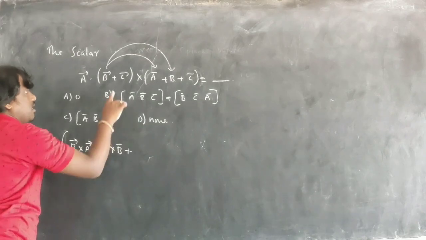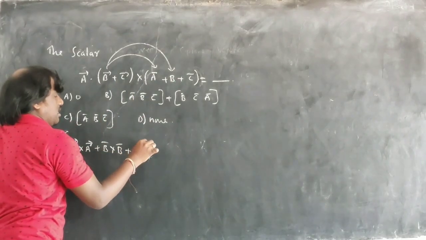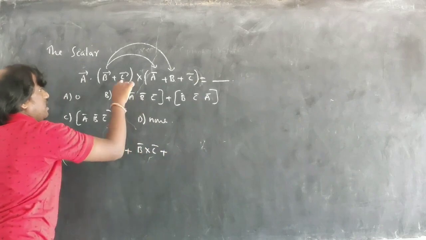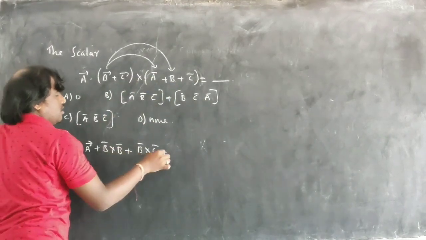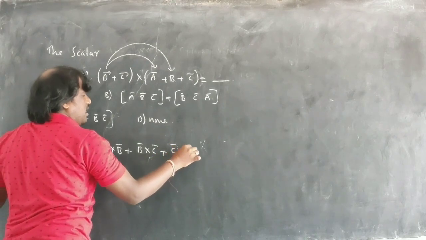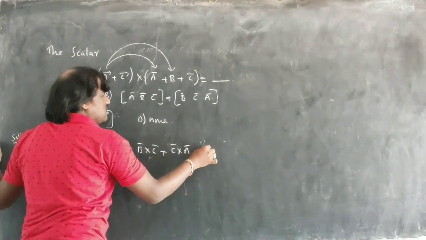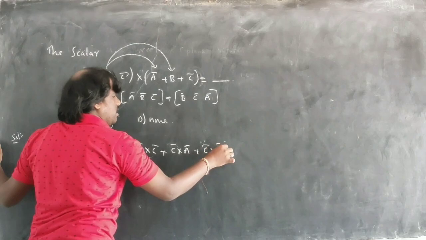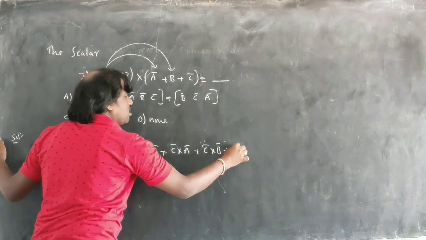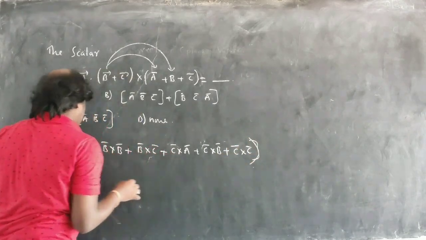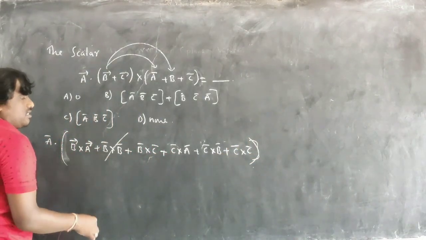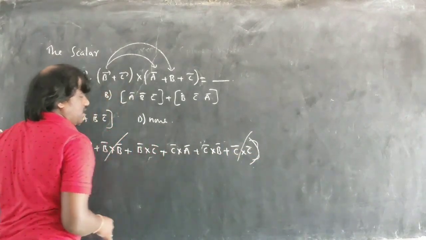Next what can I write here? B cross C I can write. Next, B with all three over, then C with all. C cross A I can write. Next, C cross B I can write. Next, C cross C I can write. As you all know, B cross B is 0 and C cross C is 0. No need to write these.